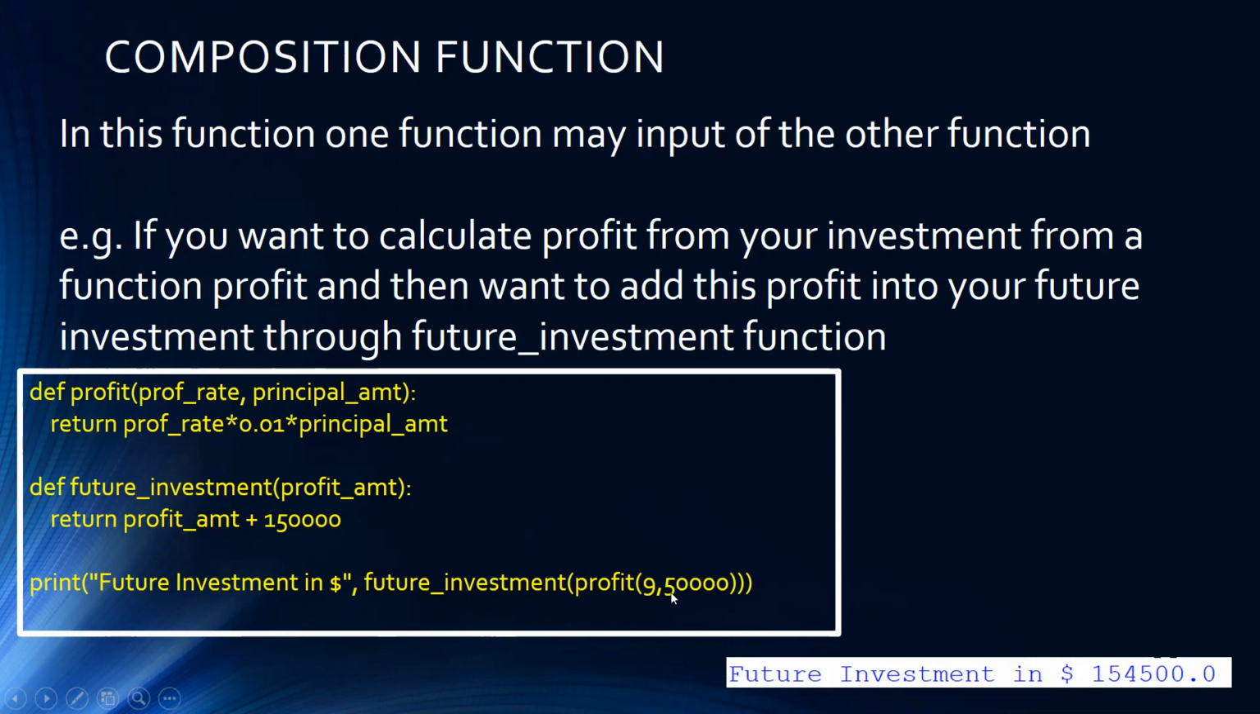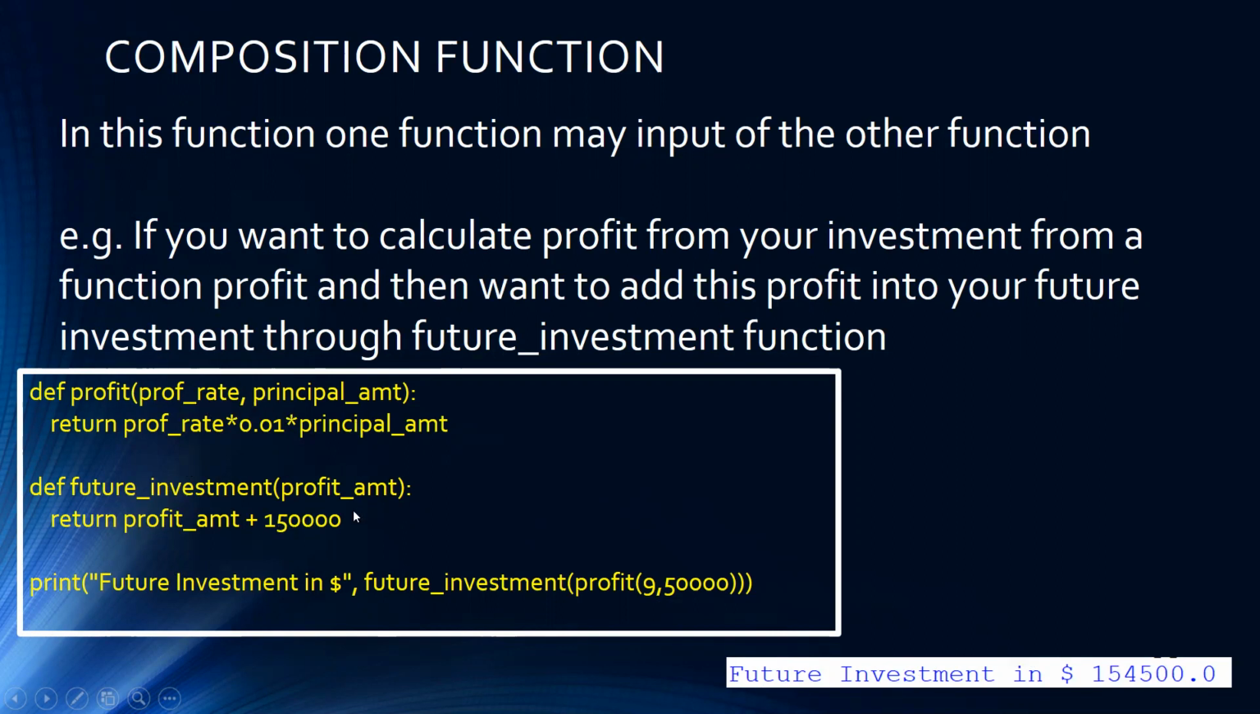So what we are doing, we are actually passing two arguments to these two parameters of the function profit, and the output of this profit will be the input of investment. If you see here, see profit amount. So this profit amount will be added into $150,000, and then it will be our future investment. Okay. So if you see this answer, here future investment in dollars is $154,500.